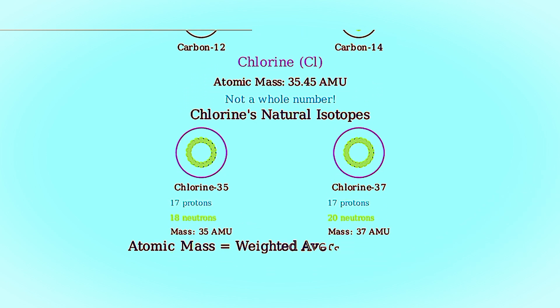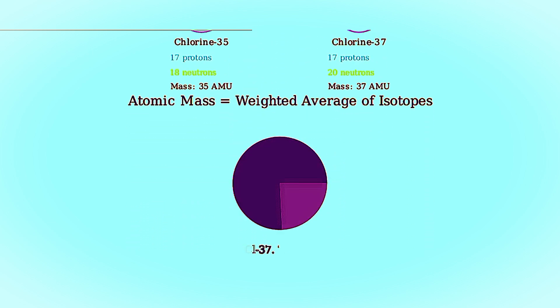That's because the atomic mass is a weighted average based on the natural abundance of each isotope. In nature, about 75.77% of chlorine atoms are chlorine-35, and about 24.23% are chlorine-37. Let's calculate the weighted average to find the atomic mass of chlorine.